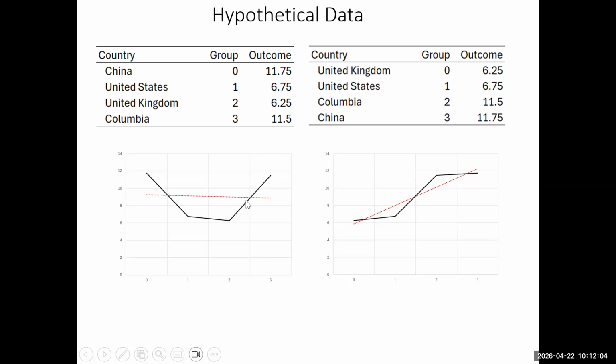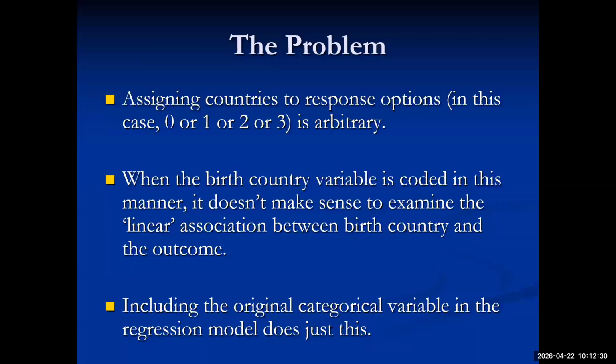And then the red dashed line codes the linear association between x and y. And in the figure on the left, we can see that the linear association between x and y is pretty flat, functionally 0. In the coding on the right, the linear association between x and y is strong and positive. Okay, so what is the problem with juxtaposing these two figures? Well, assigning countries to response options is arbitrary, right? So we're going to arbitrarily choose a country to code 0 or 1 and so on and so forth.